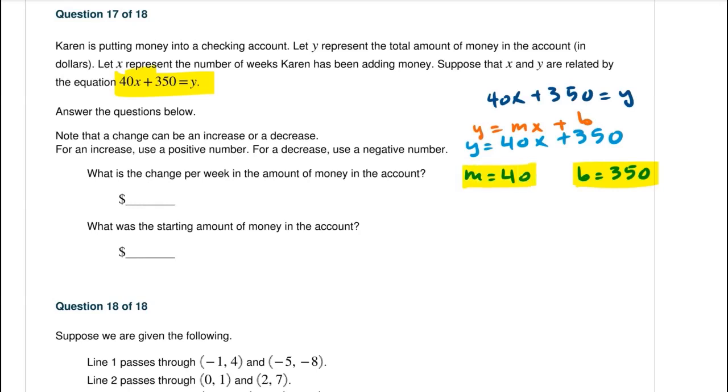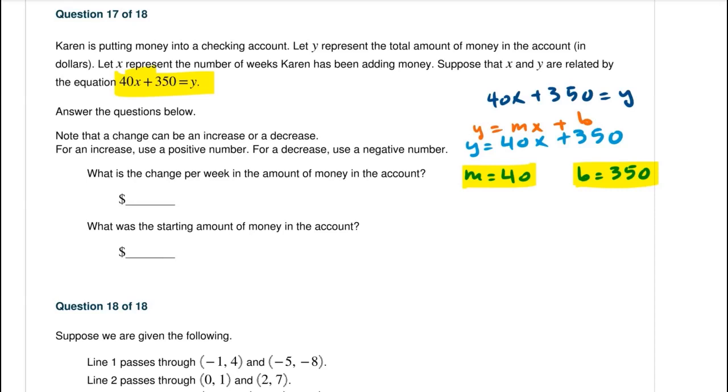It tells me the pattern of the increase. So it's increasing $40 each week, which means she saves $40 each week. Sorry, slope tells you the pattern about rise over run. And it also tells you about something increasing or decreasing consistently each unit. It can be each month, each hour, each day, each week.